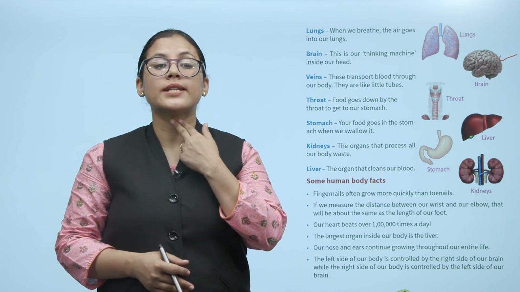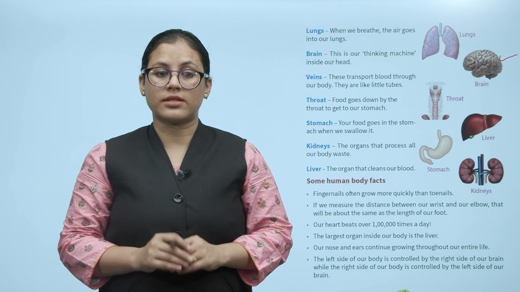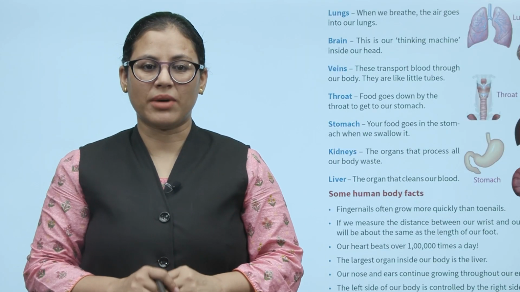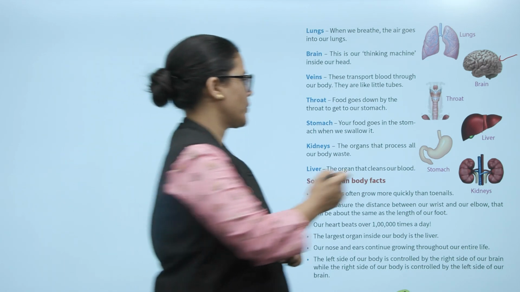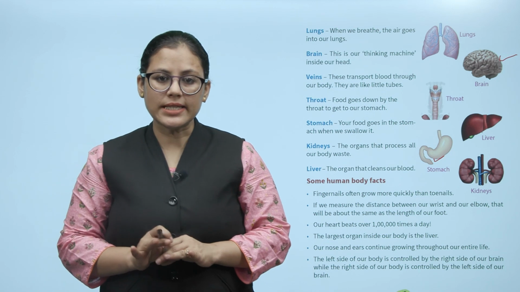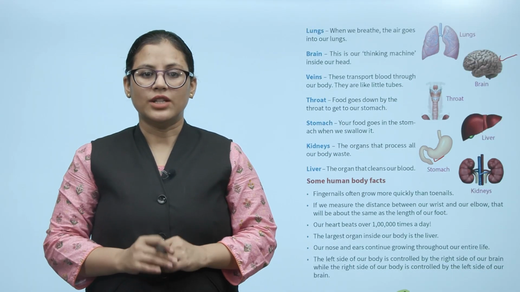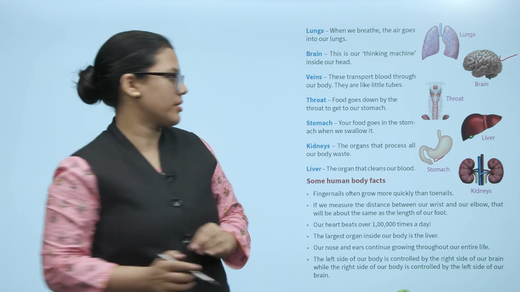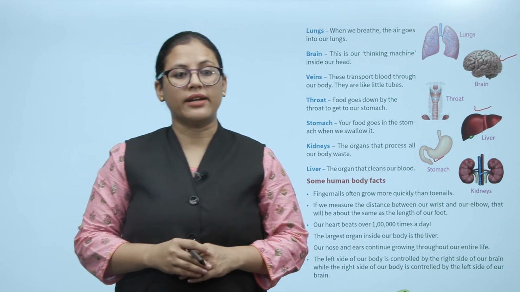Throat, this part is throat. Food goes down by the throat to get to our stomach. Stomach. Your food goes in the stomach when we swallow it. This is stomach. Kidneys, the organs that process all our body waste. Liver, the organ that cleans our blood. Liver का function होता है blood को clean करना.